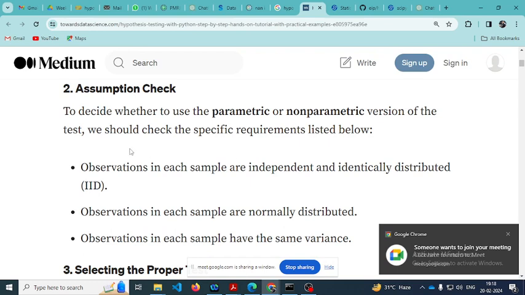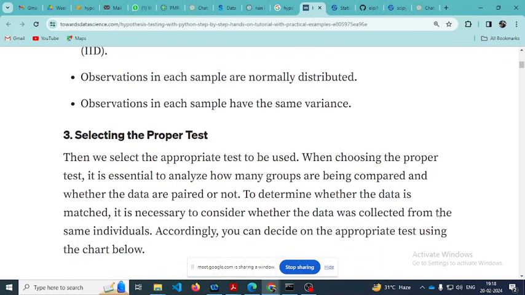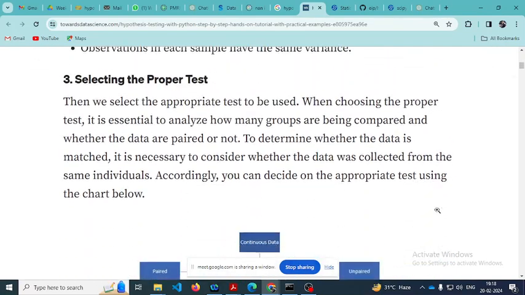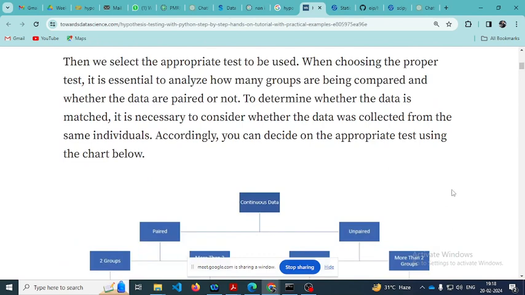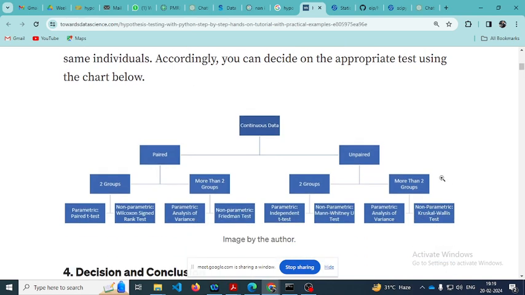Then there will be some assumptions based on the problem statement, or based on the statistical values given in the problem. You need to identify and decide whether it is parametric data or non-parametric data. For this, you need to select a proper test. I will show you one diagram on how to select the proper test, which hypothesis test you want to use. So let me share my screen.